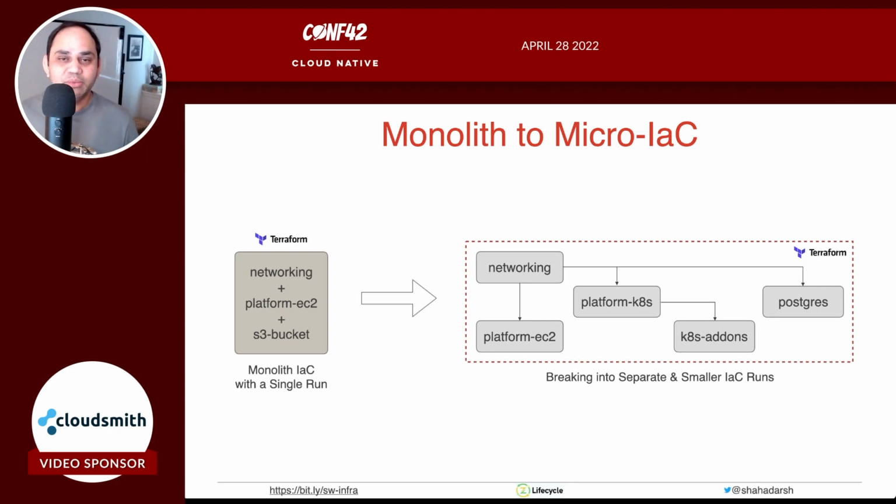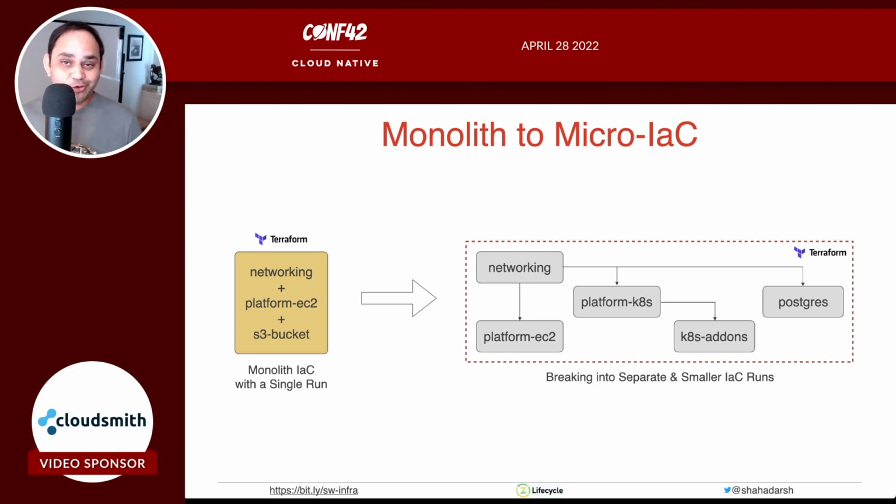So here's an example where you, let's say, have a monolith infrastructure as code, where you have your networking, platform, EC2, and S3 bucket and database and all of that together in a monolith. With this, if you run your Terraform, you have a single state file. If you make any changes, you have to run that again and again, and that becomes slower as you scale.